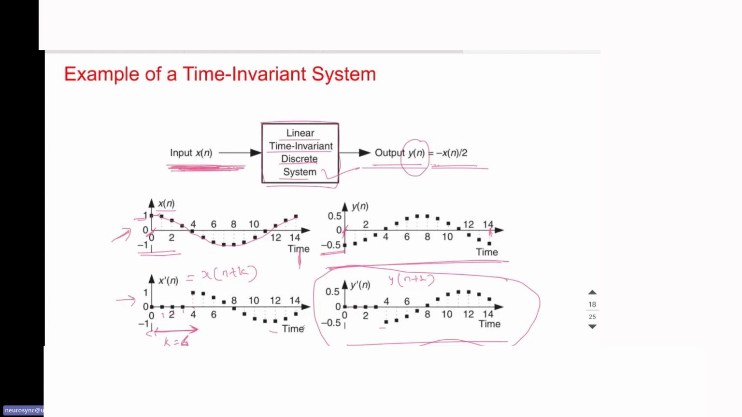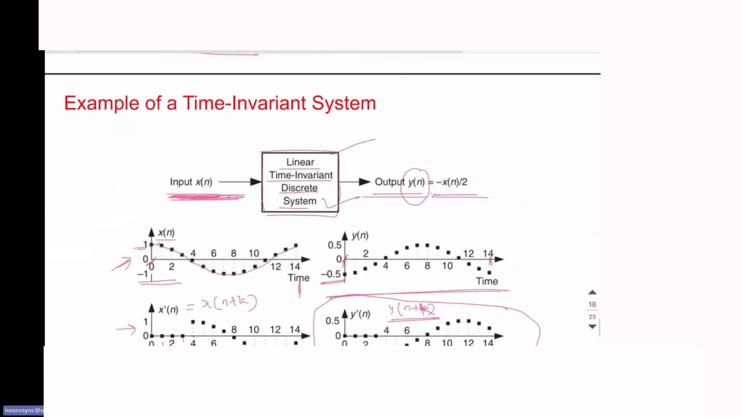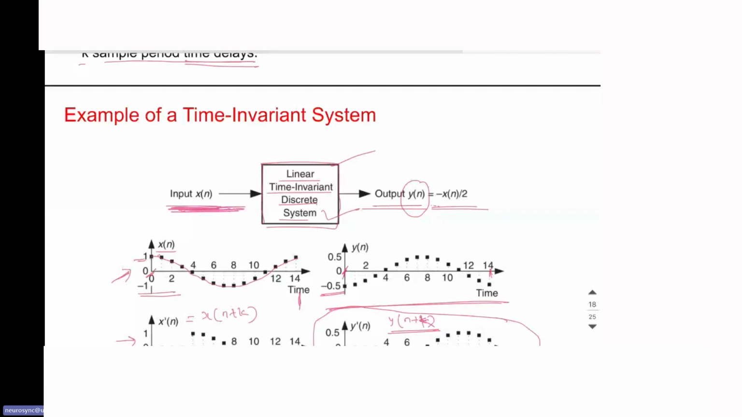Therefore, if you are getting this type of signal as output, you can see here we are having the same time shift in the output signal, then this system is nothing but a time invariant system. Like this, we can identify whether a particular system is time varying or time invariant.